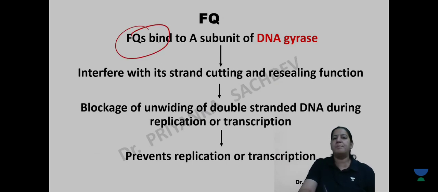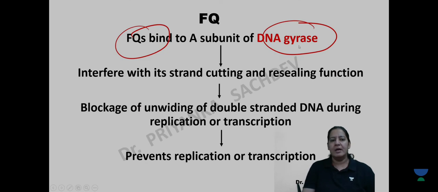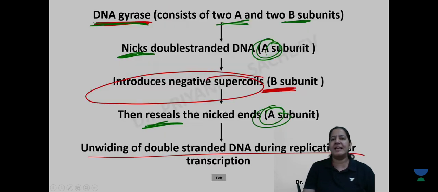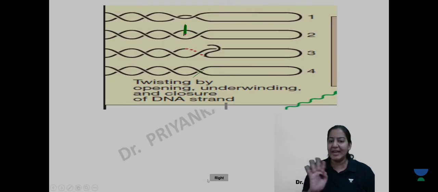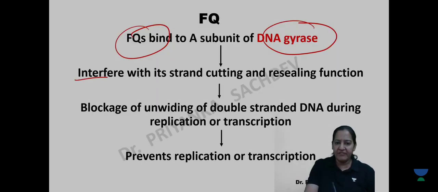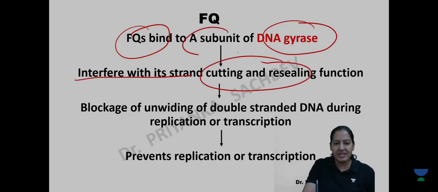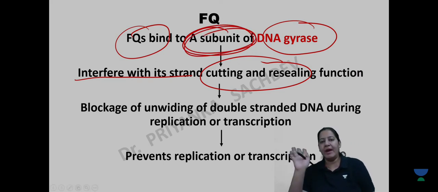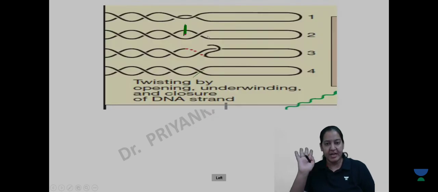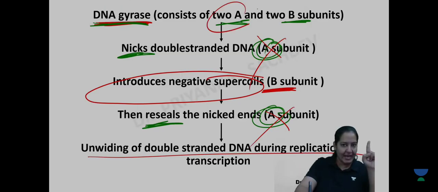Now fluoroquinolones bind to the DNA gyrase enzyme, and fluoroquinolones inhibit the cutting and sealing unit. What is the unit? Unit A. So cutting and sealing is not possible. So it interferes with the cutting and sealing function. That is, it inhibits unit A, not unit B. Right? I made a mistake previously, so I am correcting my mistake.